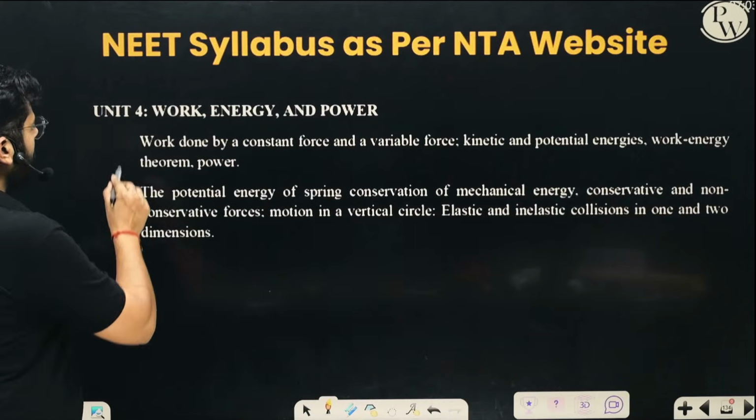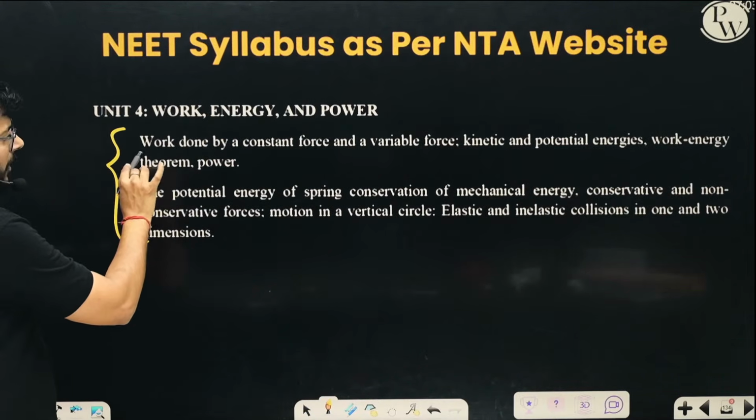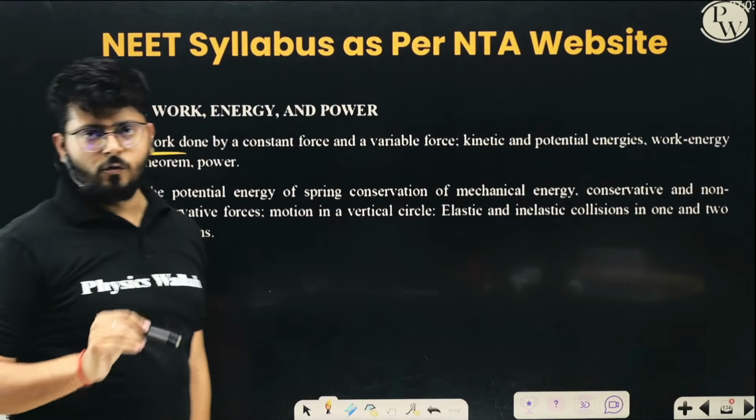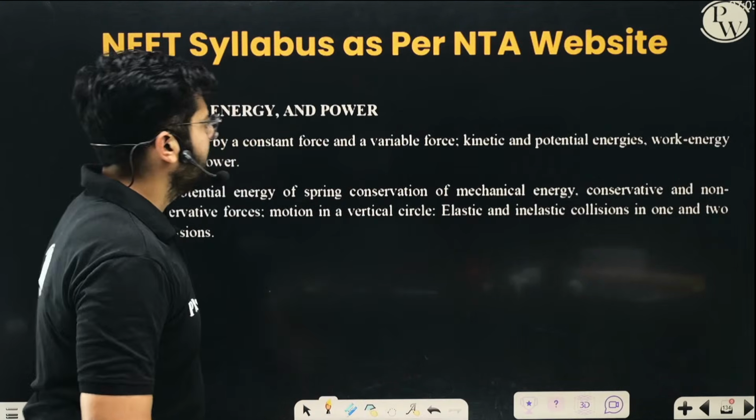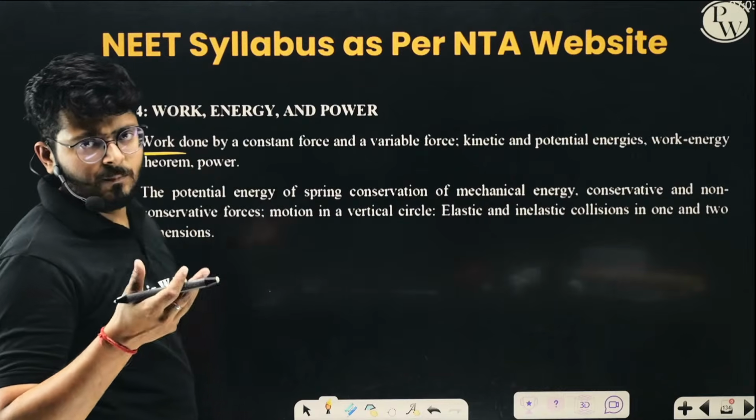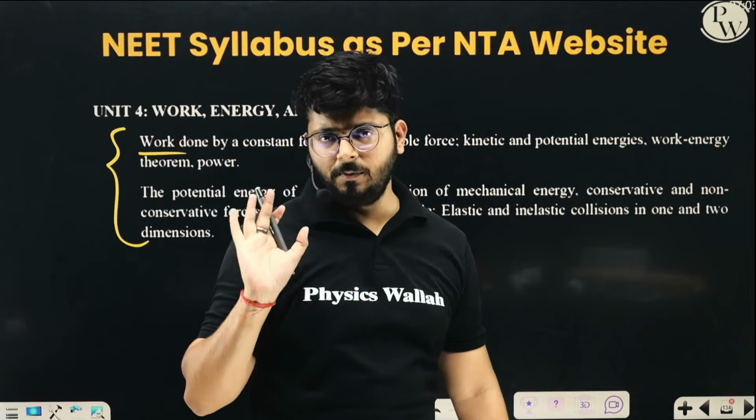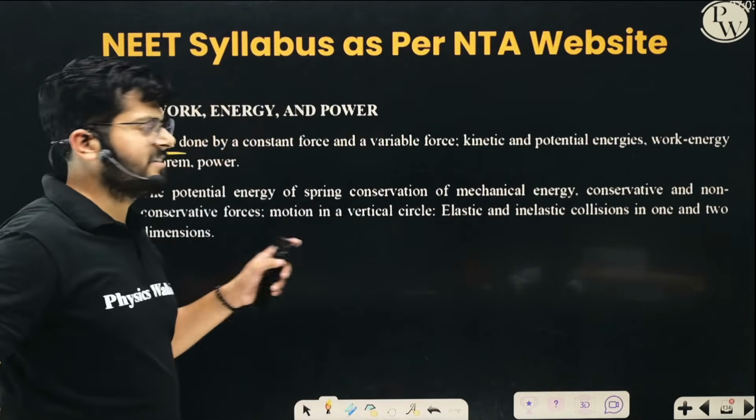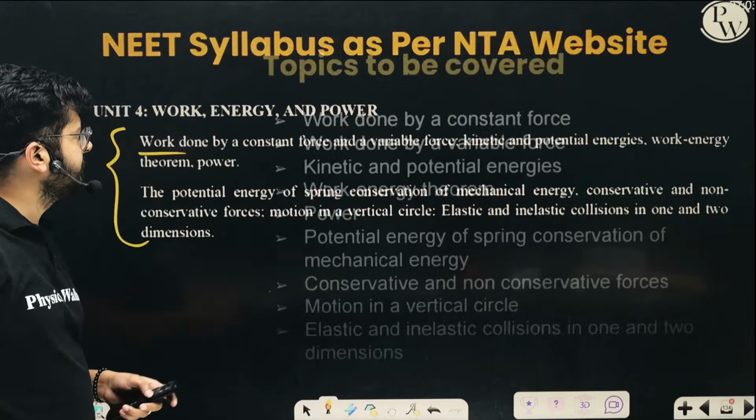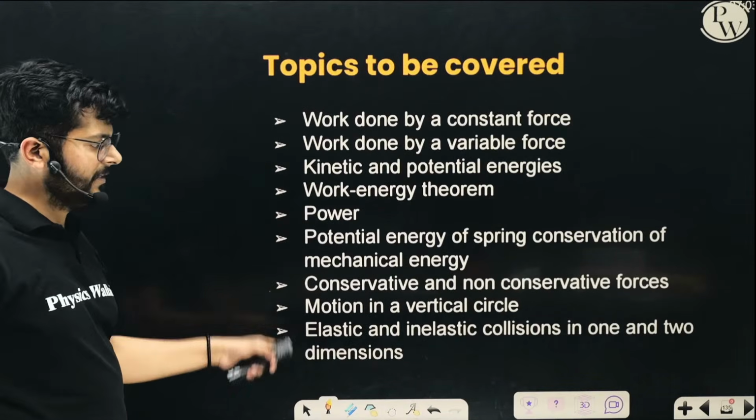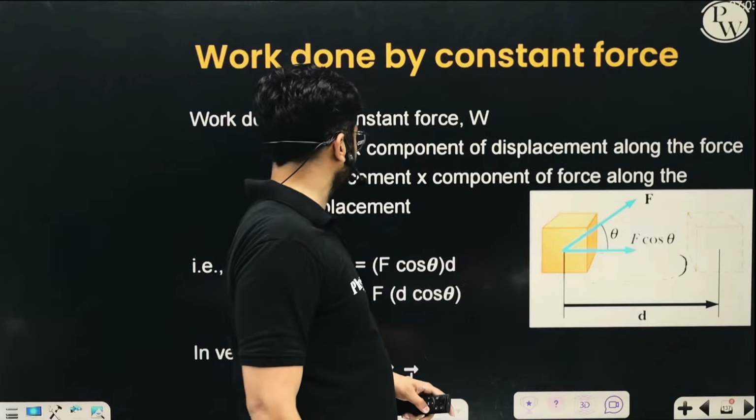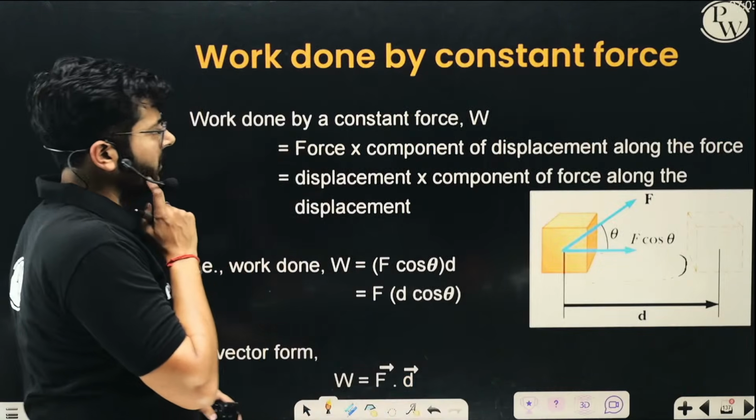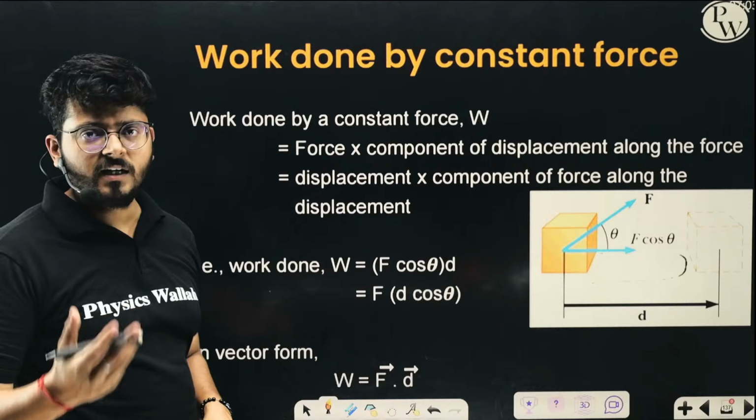And here we have it. We have the idea of work done by a constant force and work done by a variable force. Then we have the concept of kinetic and potential energy. And finally, the concept of power we have, right? So let us discuss everything step by step, right? These are all the topics we'll be talking about. So, work done by a constant force. This is what we have studied in grade 9th as well.